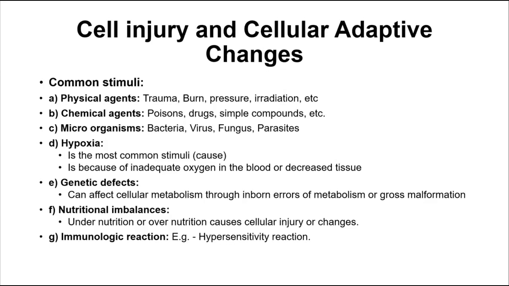burn, too much pressure, like for example, yung mga pressure ulcers na medyo palagi nakahiga, ganyan, or irradiation. Next, sa mga chemical agent naman po, either mga poisons po, mga drugs, simple compounds that could cause damage, and microorganisms such as bacteria, viruses, fungi, and parasites. And then hypoxia, it is the most common stimuli, and it is because of inadequate oxygen in the blood or a decreased tissue perfusion.